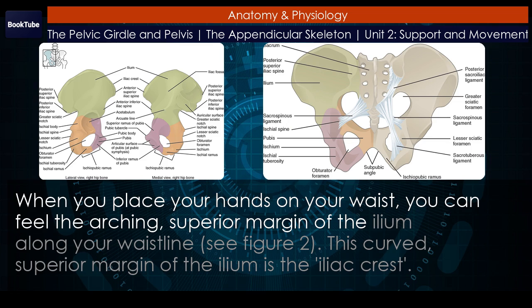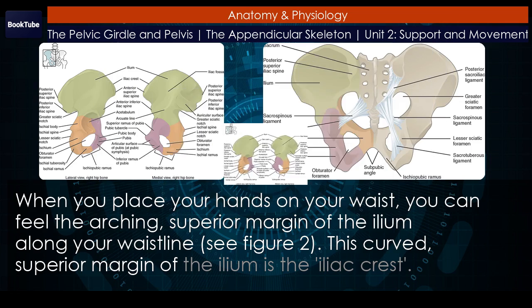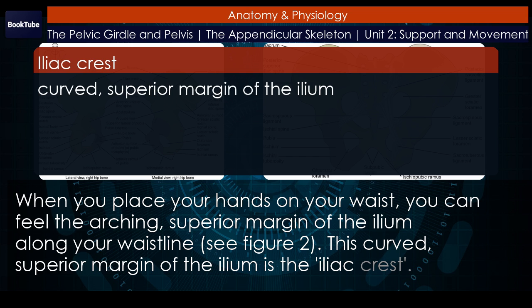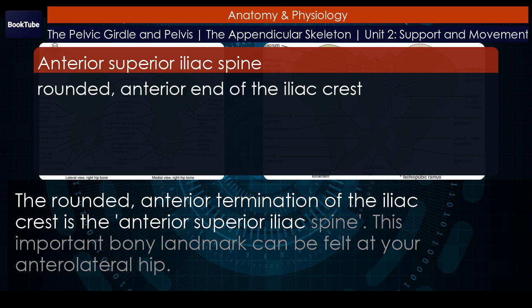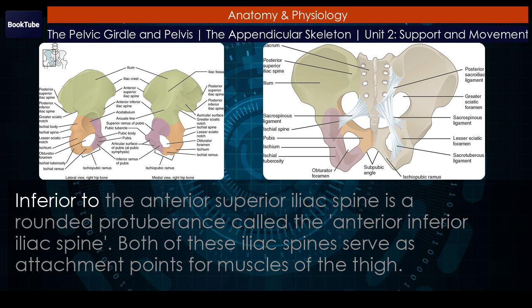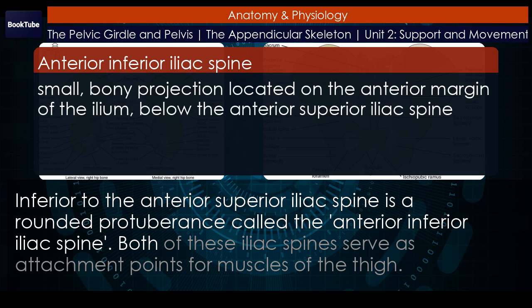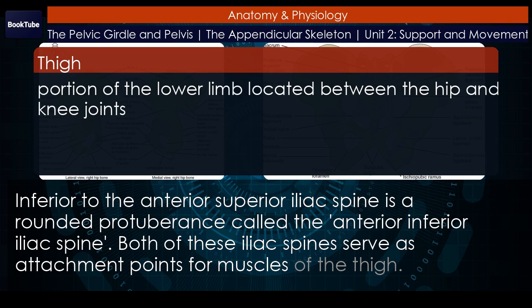Ilium. When you place your hands on your waist, you can feel the arching, superior margin of the ilium along your waistline. See Figure 2. This curved, superior margin of the ilium is the iliac crest. The rounded, anterior termination of the iliac crest is the anterior superior iliac spine. This important bony landmark can be felt at your anterolateral hip. Inferior to the anterior superior iliac spine is a rounded protuberance called the anterior inferior iliac spine. Both of these iliac spines serve as attachment points for muscles of the thigh.